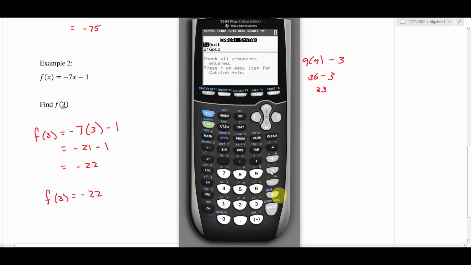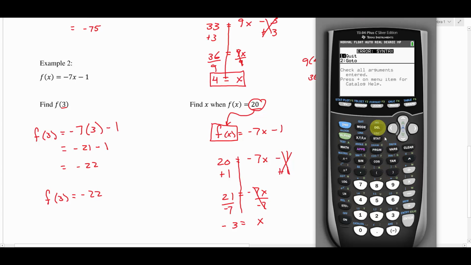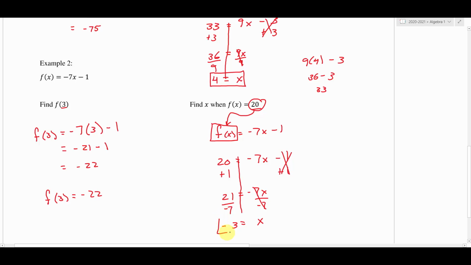I'll show you that one on the calculator. So I'm going to put 21 divided by negative 7. Notice I use the negative button, not the subtraction button, and hit enter, and we get our negative 3 there. Remember, a positive divided by a negative is going to give you a negative. And there is our input that we're looking for.